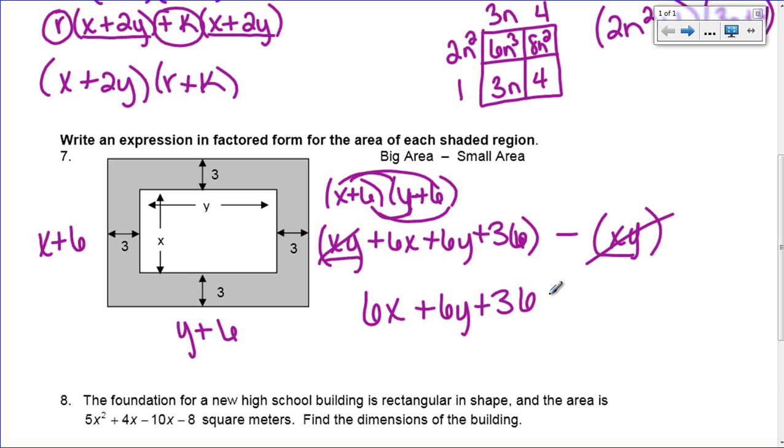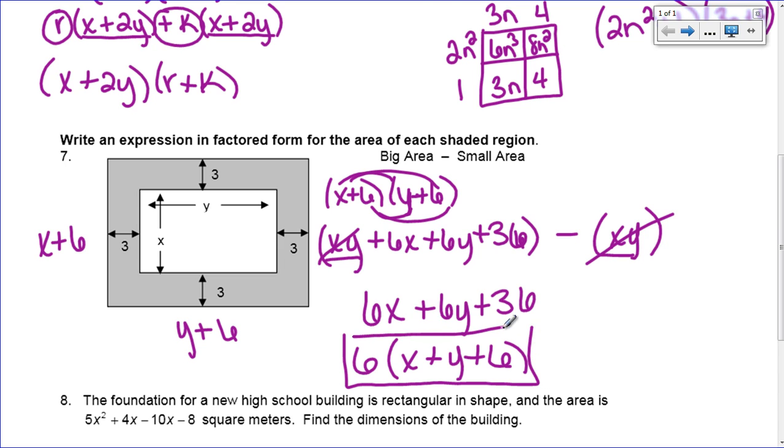So now I have to factor this. Well, the greatest common factor between those three things is going to be a 6, and that's all they have in common. So I factor out the 6. That leaves me with an x here and a y here, and 6 times 6 is going to make 36. This is your answer in factored form.